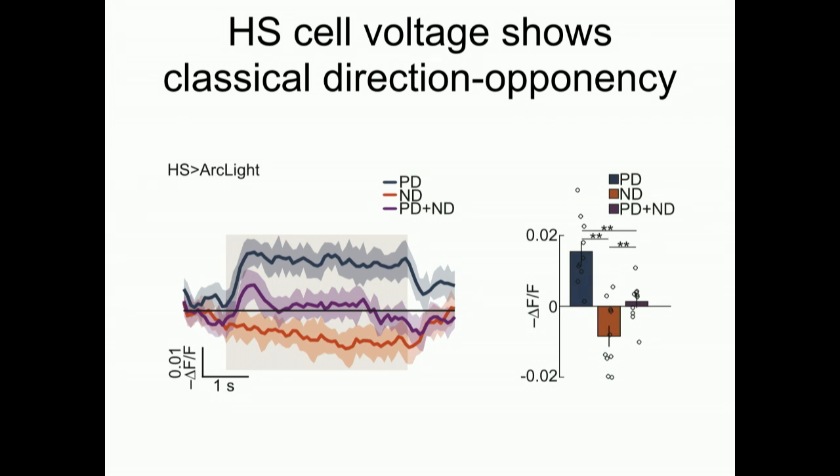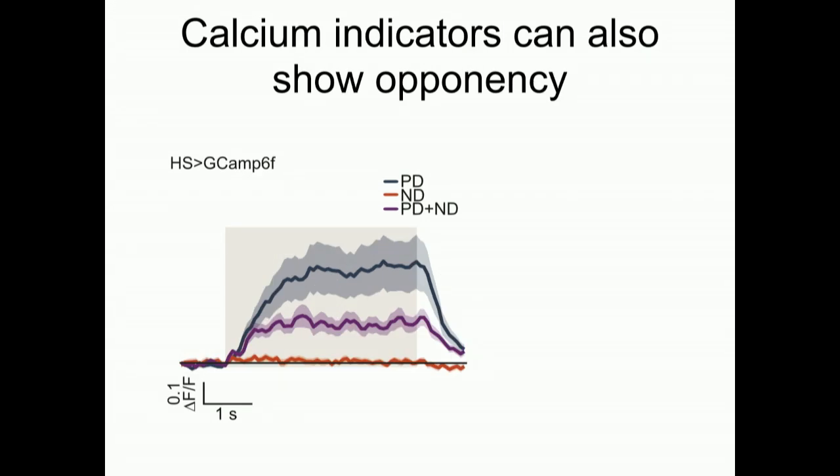Instead of using ArcLight, we can now take advantage of better fluorophores. These are very small, like 1-2% changes in fluorescence, so that's a pain to deal with. In general, we want to use better fluorophores. So for instance, we can use GCaMP and present the same stimuli. What we see with GCaMP is that when we present motion in the preferred direction, the calcium activity rises up and then plateaus. When we present motion in the null direction, we don't see anything, right?